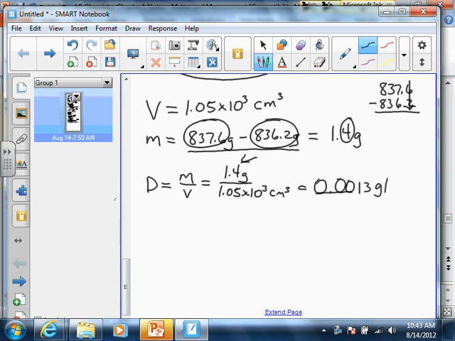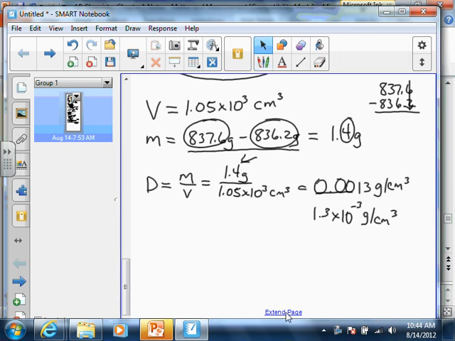they don't count, okay? Now, there's another way you could report this number. If you wanted to do it in scientific notation, you could write down 1.3 times 10 to the negative third grams per centimeter cubed, and that would be fine too, okay? Either way works. Alright, so let's move on to accuracy versus precision here, real quick.